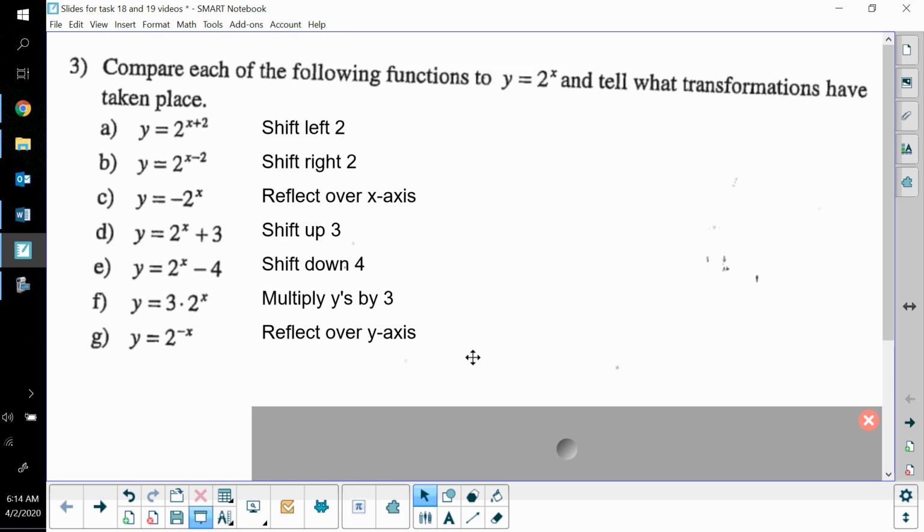So to finish off this task, go back to page 2, and for numbers 2, 3, 5, and 6, just classify what is the transformation that's taking place in each of those compared to the original 2 to the x graph. And then take a picture of that and upload it.